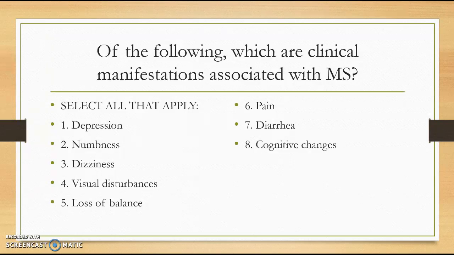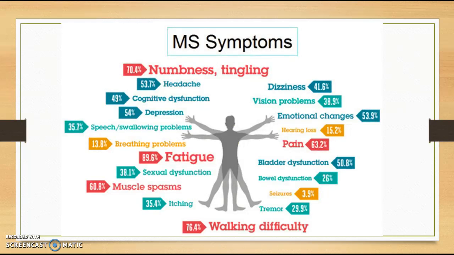In your textbook, on page 877, in the right column, there is a whole big section of common symptoms of MS. Okay? So for this case: depression, numbness, visual disturbances, loss of balance, pain, and cognitive changes. Right. Let's take a look at this. And this shows you the different symptoms and the prevalence.